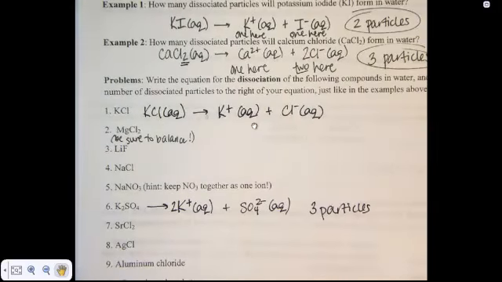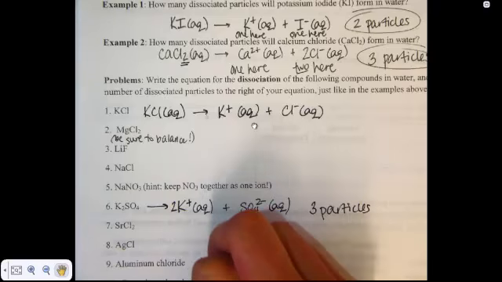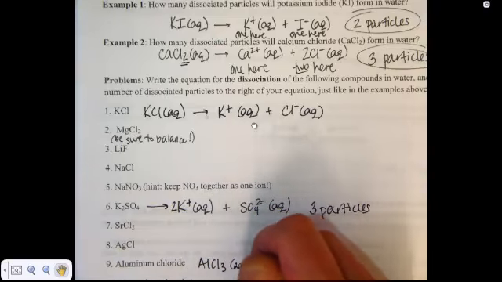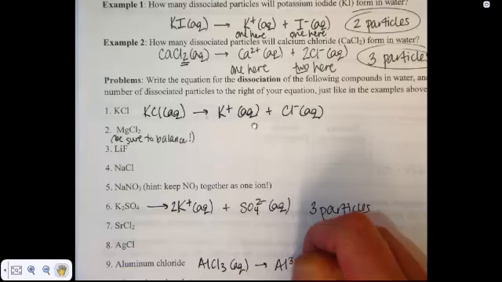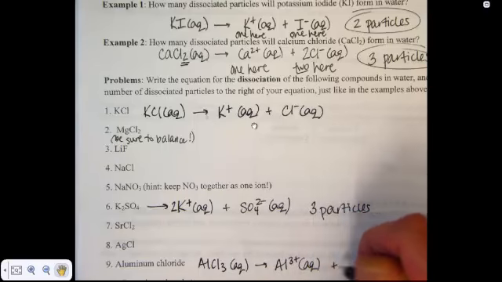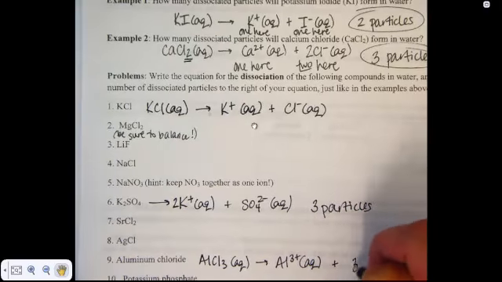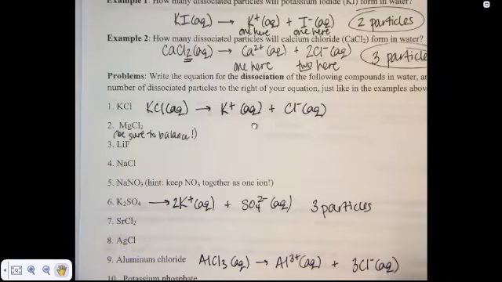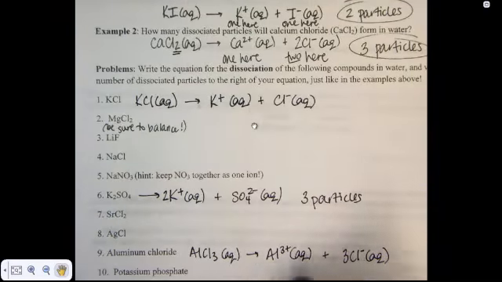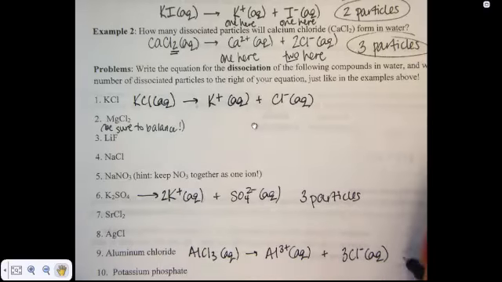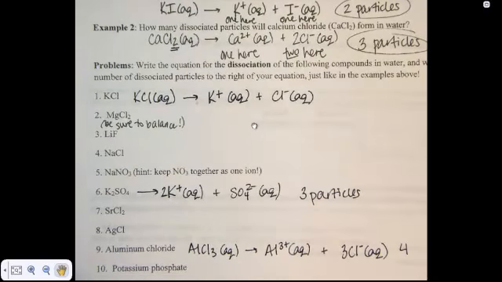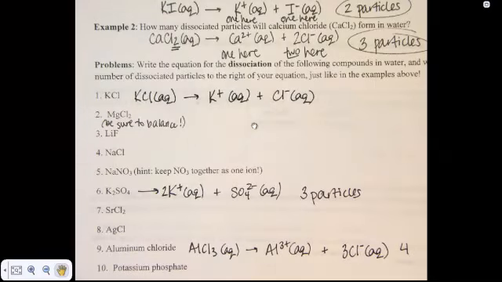And let's do 1 more. How about aluminum chloride? That's AlCl3. That's going to break down into aluminum 3+ and 3 chloride ions. So that is 1, 2, 3, 4. So 3 there, 1 there. So that's 4 particles. All right, once you can do that, you are ready to use that information to actually calculate the new freezing point or boiling point for any solution with any amount of any solute in it.